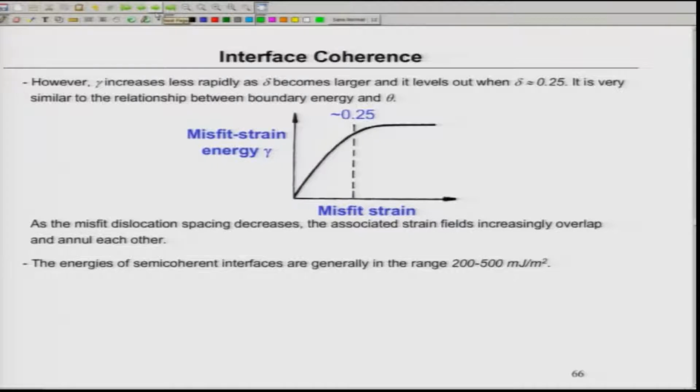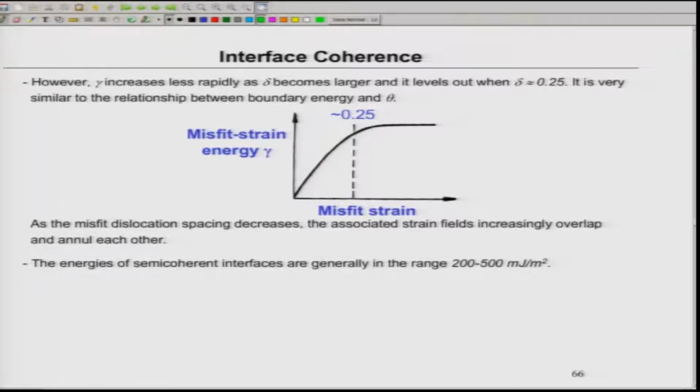So, I can do a little bit of maths. This basically comes from literature, from measurements of energies or calculations. When the misfit increases, gamma increases rapidly, as you see here, because you are creating dislocations on one side, and you are also distorting the bonds of some atomic planes. But it has been seen that when delta reaches a critical value, which is about 0.25, the misfit energy becomes constant, it does not increase further.